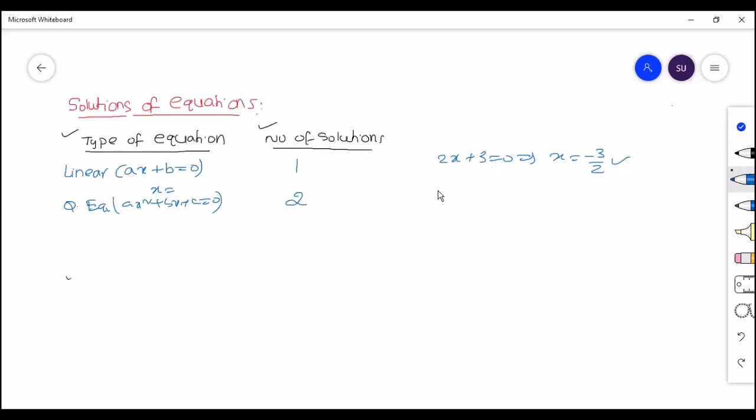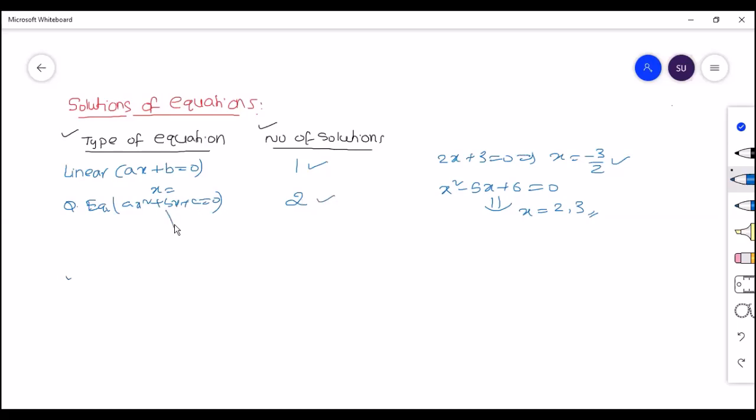So already we have experience solving all these equations, right? Let us take x square minus 5x plus 6 is equal to 0. If you factorize it, you will get x is equal to 2, 3. These are the two solutions. So in that sense, what we can understand is that a first degree equation has only one solution, and a second degree equation has two solutions.